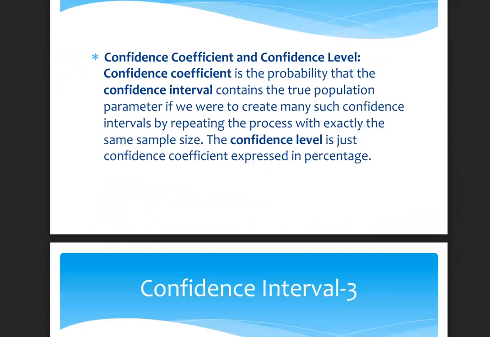Okay, confidence coefficient versus confidence level. Confidence coefficient is the probability associated with this. So let's say I create a confidence interval. What is the probability that it will include the population parameter? Now, if this probability is expressed in terms of percentage, it's called confidence level. So confidence coefficient is the actual probability. If you convert it into percentage, it's called confidence level. And this is what you will be using more often.